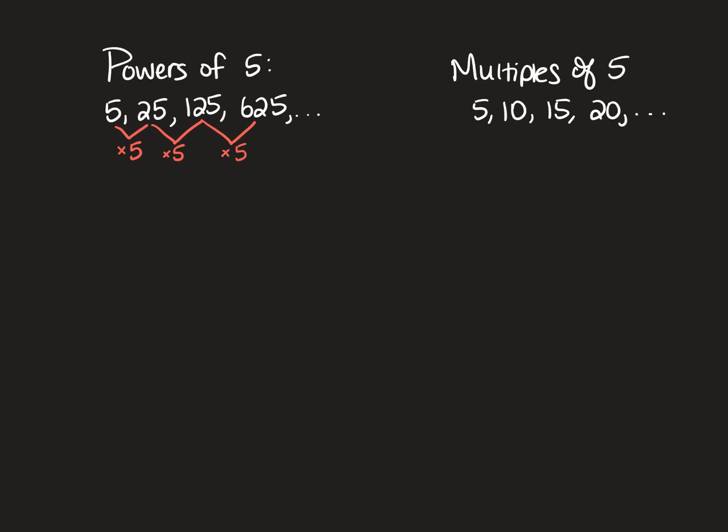So what's happening here is we're saying take 5 and multiply it. So, okay, we start out with 5, which is just 5 times itself, right? And then we get 25, which is 5 times 5. Then we get 125, which is 5 times 5 times 5. And then we have 625, which is 5 times 5 times 5 times 5. And another way we can write each of these is 5 to the first power, 5 to the second power, 5 to the third power, 5 to the fourth power.